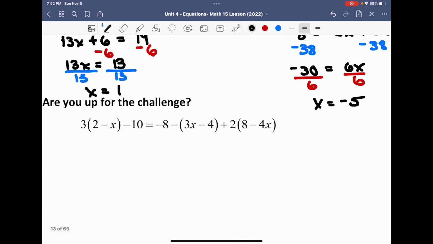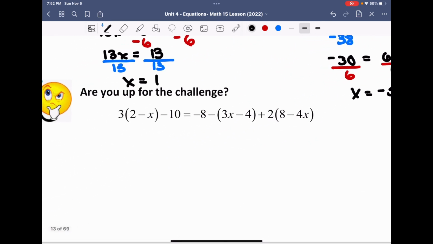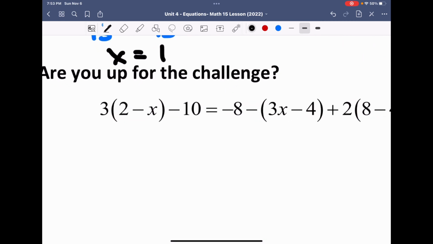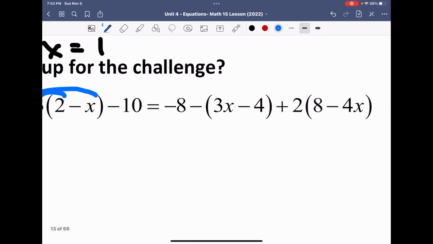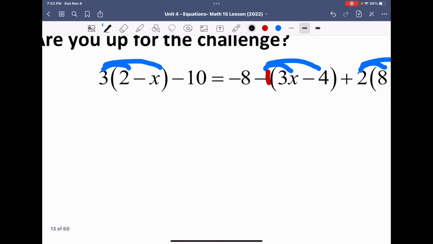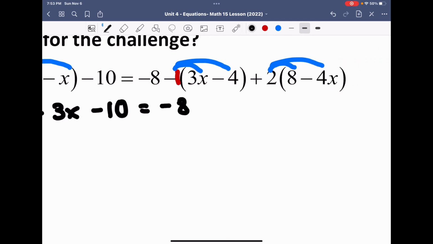Okay, finally, let's accomplish the challenge one. This is a lot of terms that need to be added or subtracted or expanded together. Remember, our first step is to always expand, so let's make sure we take care of this. I expand my 3 into both my 2 and my negative x, and then I expand my negative 1 into both terms on this binomial, and my 2 into both terms on the final binomial. This will be equal to 6 minus 3x minus 10 is equal to negative 8.